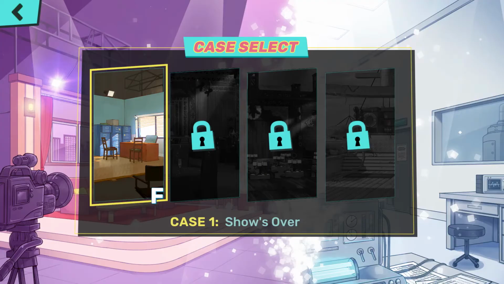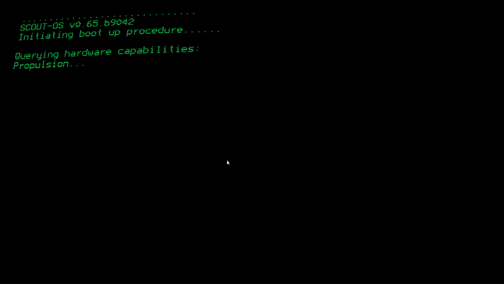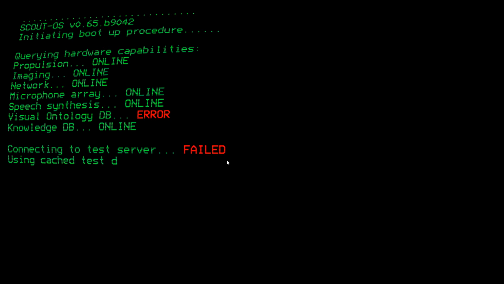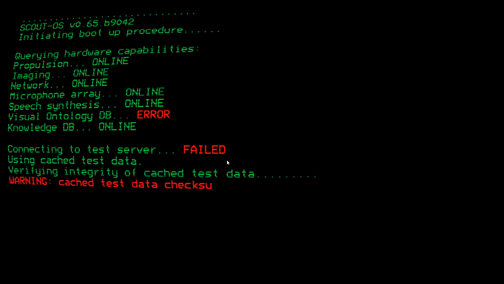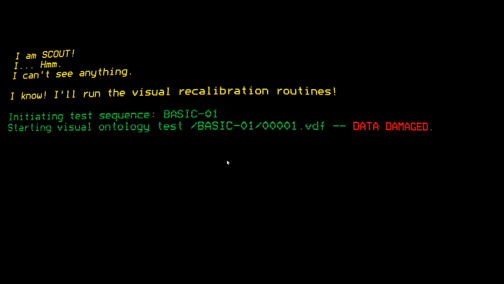Case 1, show's over. This will overwrite your autosave. Are you sure you want to continue? Considering I haven't done an autosave yet, I would like to say yes. Okay, computer starting up. Visual ontology database error. Connecting to test server failed. Scout is initiating a test sequence.